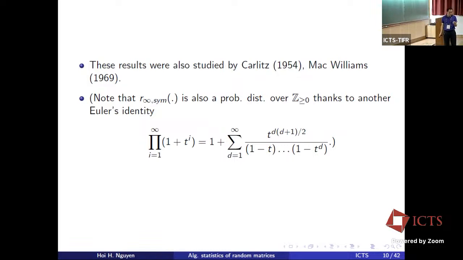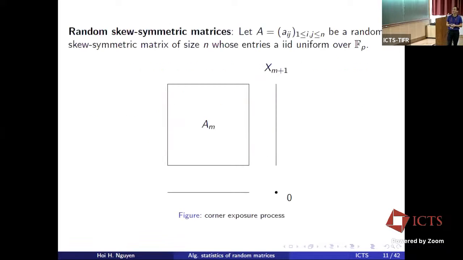Okay, so we have covered IID matrices and symmetric matrices. The next one is similar to symmetric, but alternating: skew symmetric. Skew symmetric matrices are the ones that are 0 on the diagonal, and you have anti-symmetry of the entries with respect to the main diagonal. As guided by the symmetric case, here we again study by doing the corner exposure process, revealing this principal minor, and then we consider the next columns and rows.